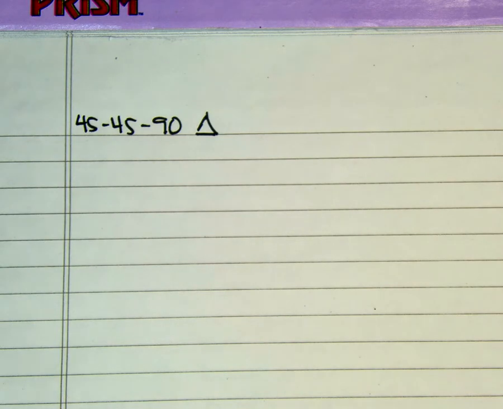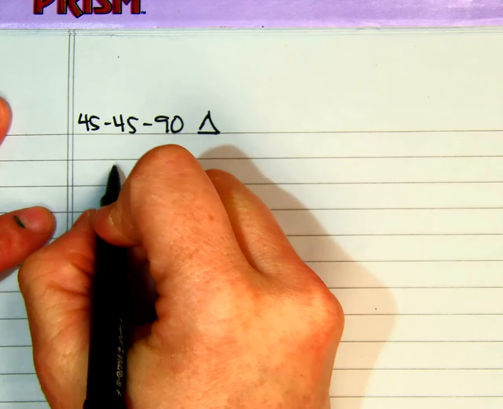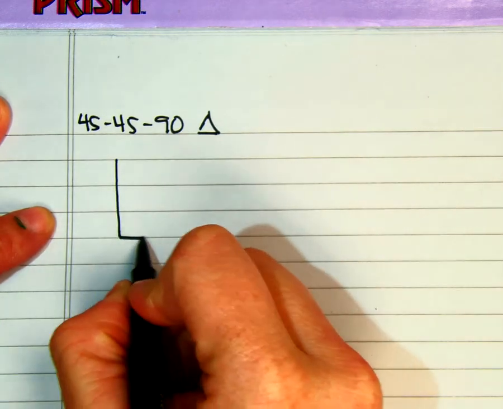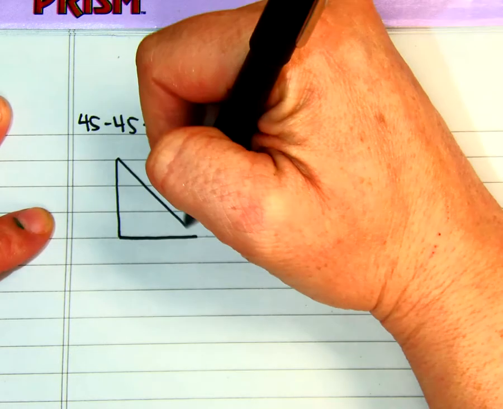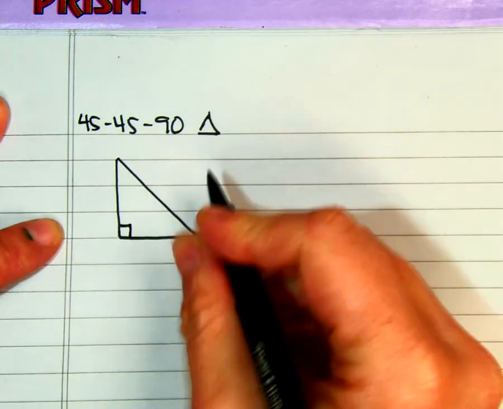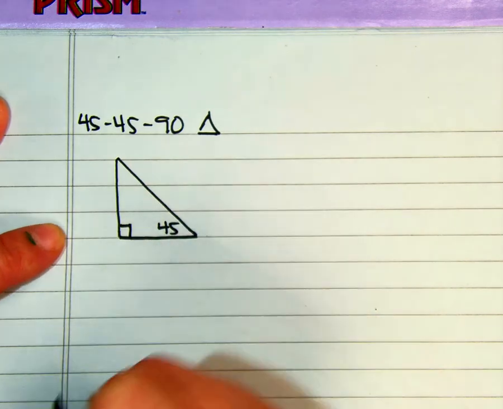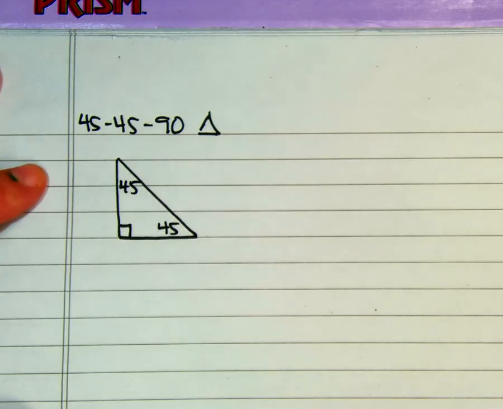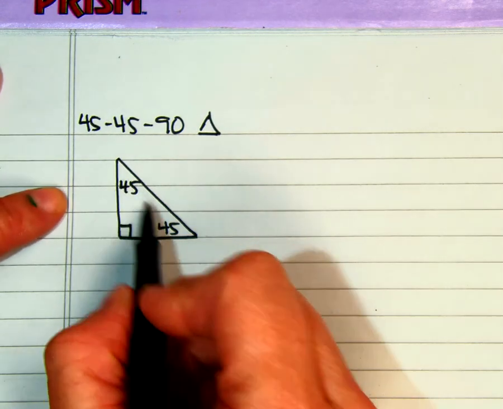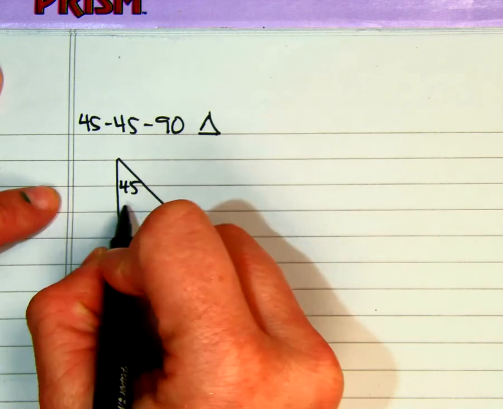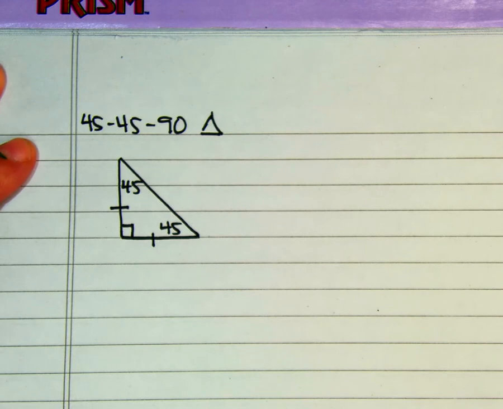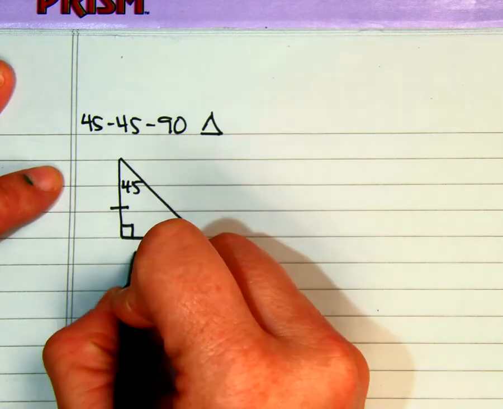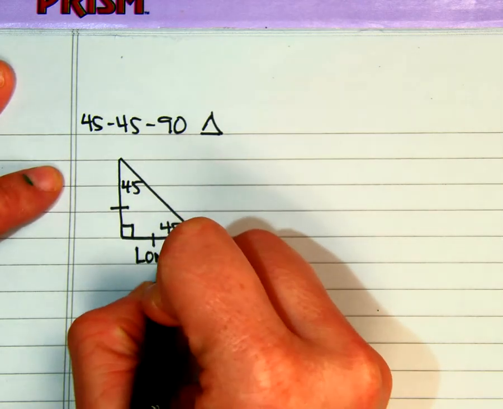Okay, so we are going to talk about the 45, 45, 90 triangle. It just means that you have one angle of 45, and the other angle is also 45. If you remember from past chapters, if these angles are congruent, then the sides opposite are also congruent. So this is going to be called the leg.